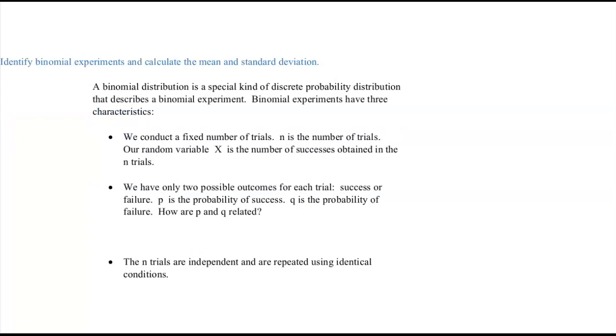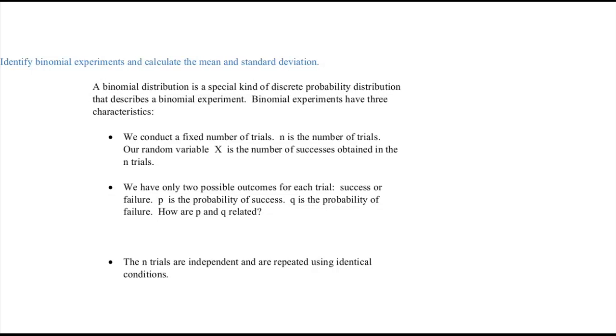First of all, we want to identify binomial experiments, and then we'll calculate the mean and standard deviation. A binomial distribution is a special kind of discrete probability distribution. Remember, discrete. We are talking about things that we can count, not things that we measure. A binomial distribution describes a binomial experiment. And here are the three characteristics of a binomial experiment.